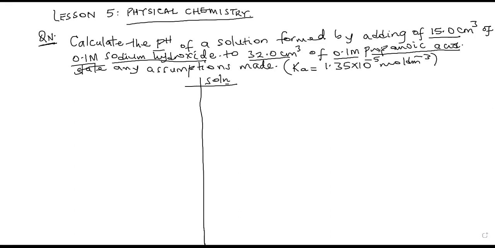As you can see, this one will also constitute an acidic buffer in that the propanoic acid and then the sodium propanoate that will be formed after the reaction between these two will constitute an acidic buffer. I want you to know that for this solution, if we are adding 15 cubic centimeters of sodium hydroxide to 32 cubic centimeters of propanoic acid, there will be an increase in volume of the solution. So we shall have a solution with an increased volume.